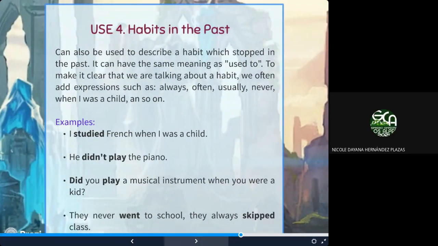This is amazing because this is similar to the present simple. Esto es similar al presente simple. Hábitos y rutinas en el pasado. Hábitos que tú tenías. So, it's amazing. Habits in the past. Hábitos en el pasado.